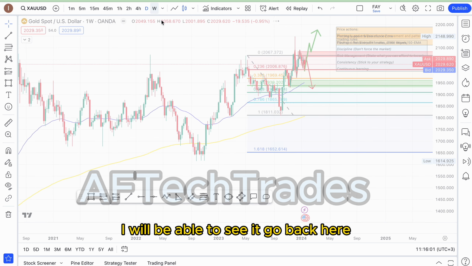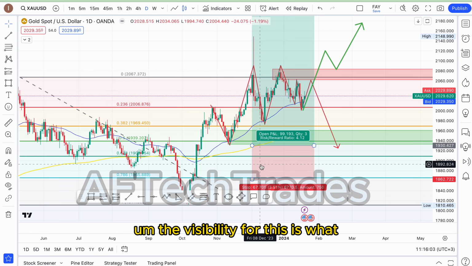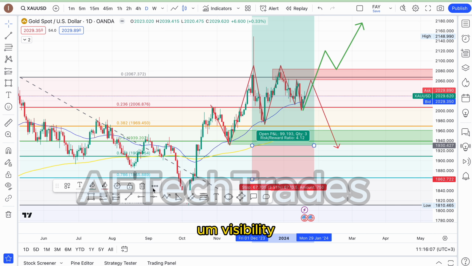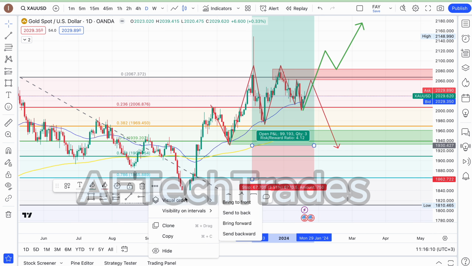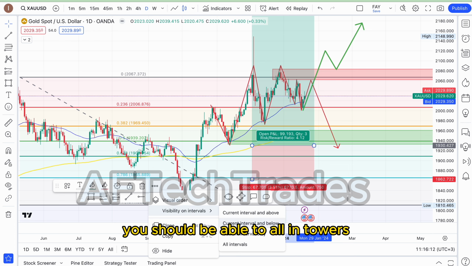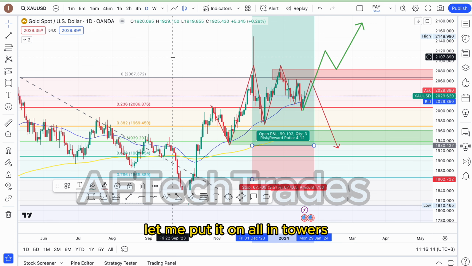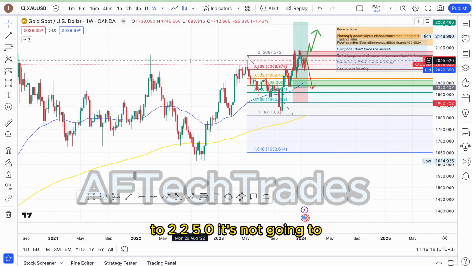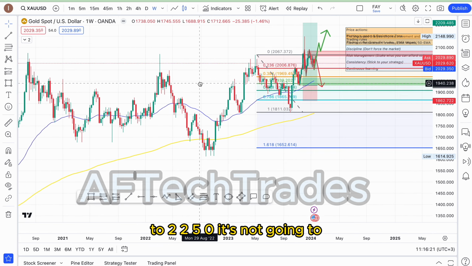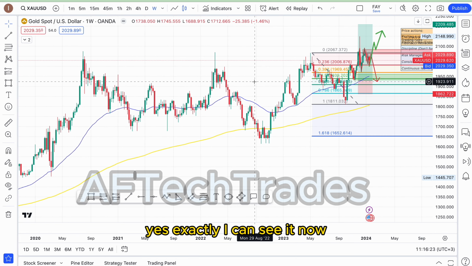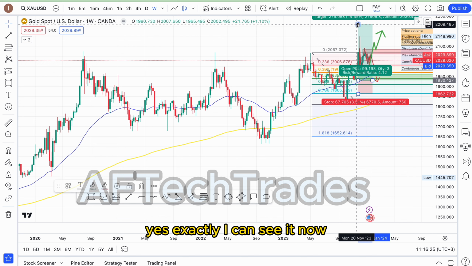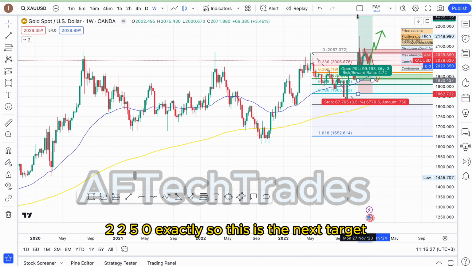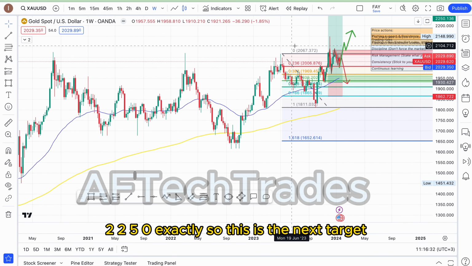Go back here. The visibility for this is what? Visibility to all intervals. Let me put it on all intervals so that I can adjust it here to 2250. Yes, exactly. I can see it now. 2250 exactly. So this is the next target.